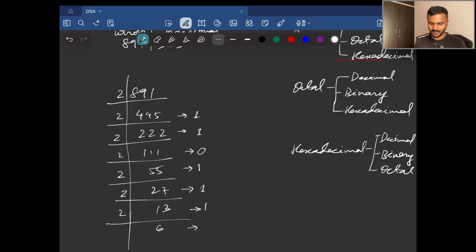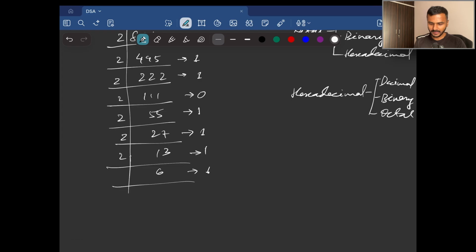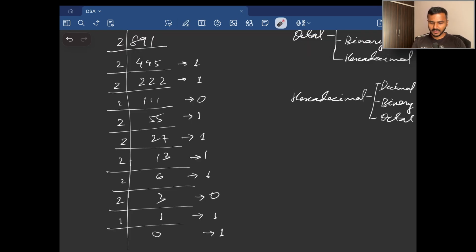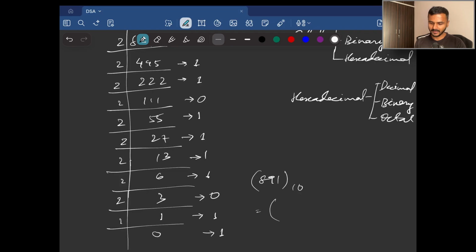Continuing, I'll get 6 and 1, then I'll get 3 and 0, then I'll get 1 and 1, and lastly, it will be 1. So when we continued dividing 891 by 2, we reached a point where we got 0 as the quotient, and that is when we will stop. Now to convert 891 into binary, all we will have to do is collect the remainders starting from the last one all the way up to the very first, which means 891, which was in decimal, can be written in binary this way.